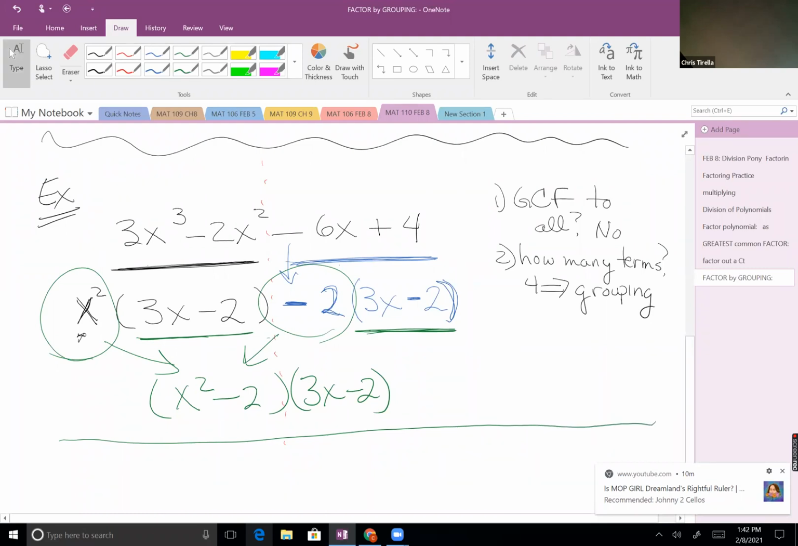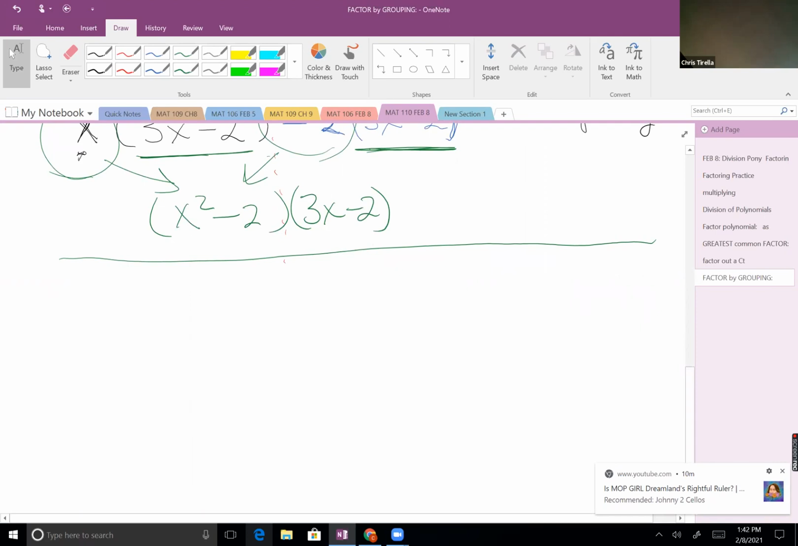So let's do one more of these. Let's look at x cubed minus x squared minus 5x plus 5. And I'm going to shut up and ask you folks to please factor this one for me.